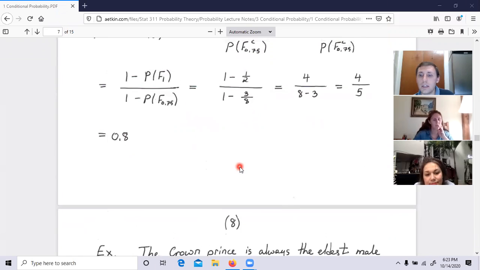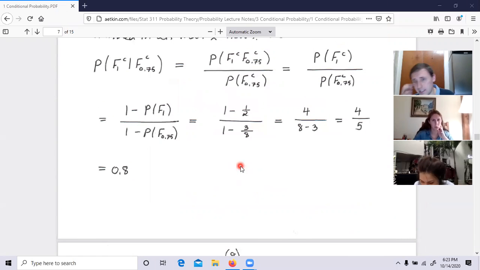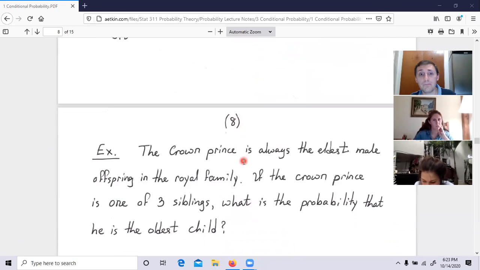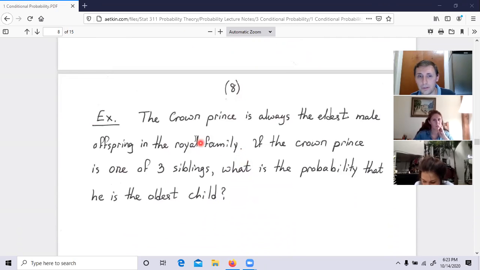All right. And now let's talk about slightly more interesting problems, right? I hope you would find them funny. Okay, so the first one, again, I talked to one person, so I thought of this problem. Maybe I heard it some time ago, or something similar. The crown prince is always the eldest male offspring in the royal family. If the crown prince is one of 3 siblings, what is the probability that he is the oldest child?